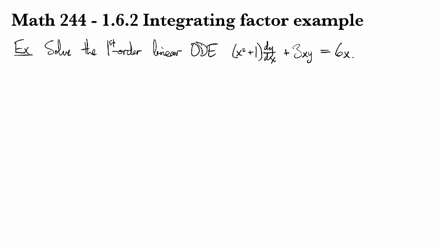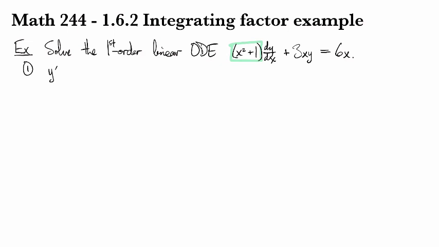So as an example of how to use this integrating factor to solve a first-order linear ODE, let's solve this one. x squared plus 1 times y prime plus 3xy equals 6x. Okay, so step 1 for our method is to rewrite in the proper form. And so this factor of x squared plus 1 needs to be moved over to the other side, so we just have y prime by itself.